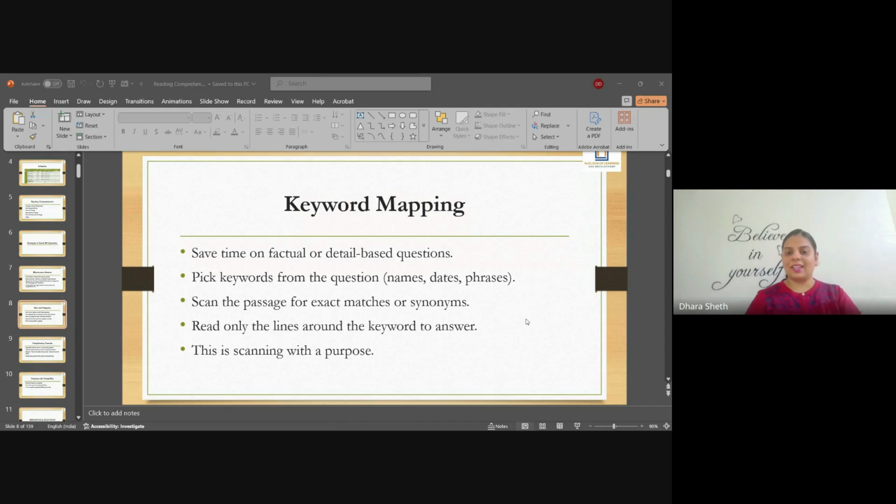Okay, these are things that we usually do, but not consciously, when we solve a reading comprehension passage. You probably find those names in the passage and read things around it. This is what we do subconsciously. If you are not aware of this consciously, then doing it consciously would probably save your time once you have practiced doing it 3-4 times.